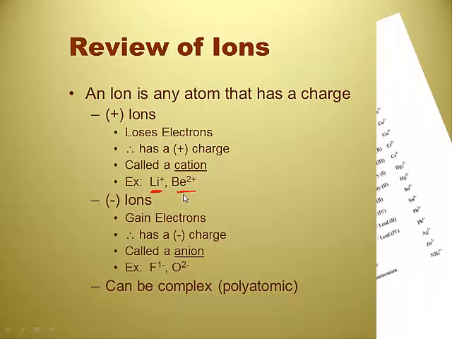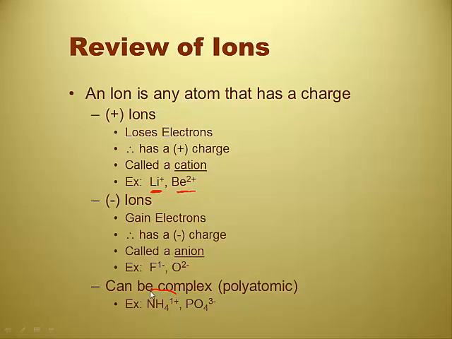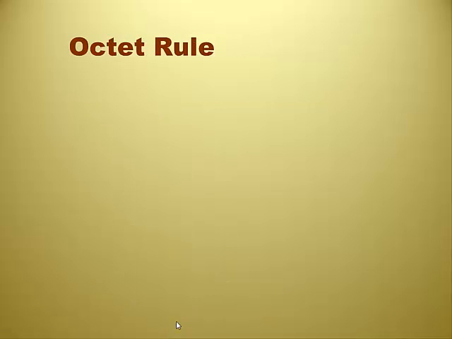Yep, they can be complex. Take a look at the back of your periodic table or that separate handout. Common ions. So things like ammonium and phosphates. There's the only polyatomic cation on the list. Yep. The rest were all monatomic. Ammonium.